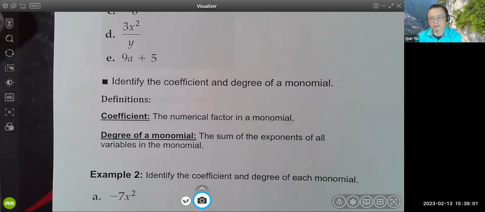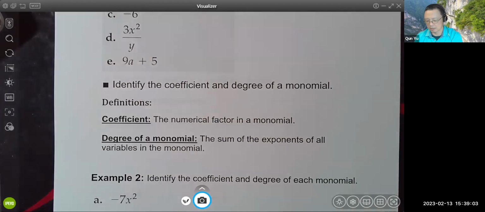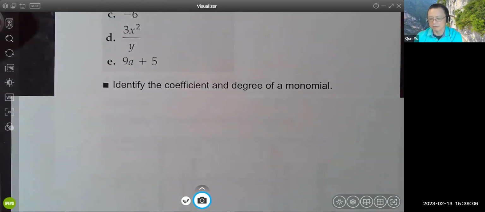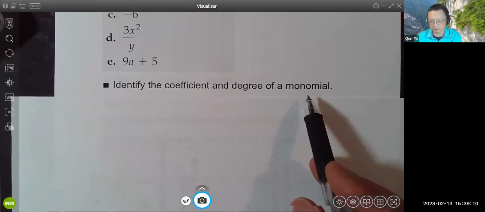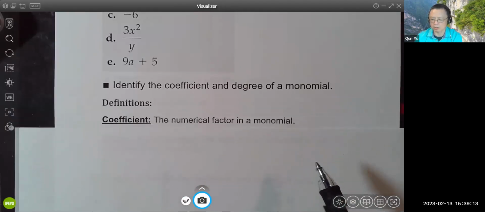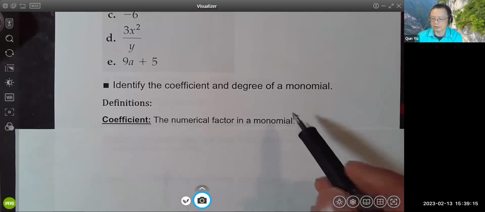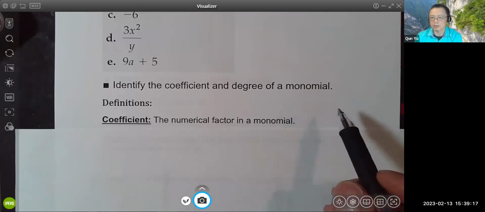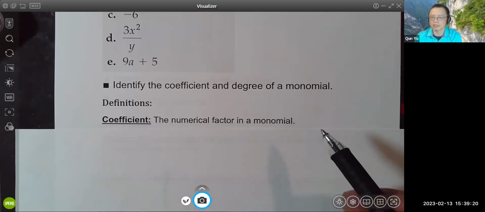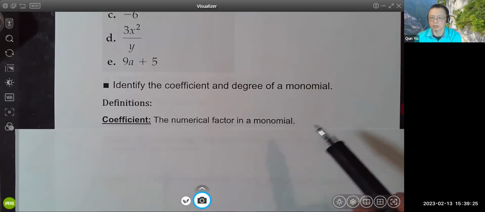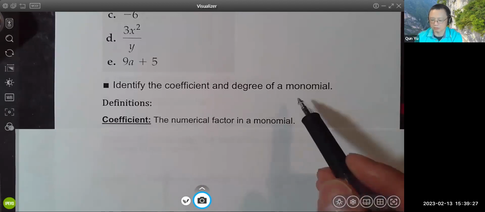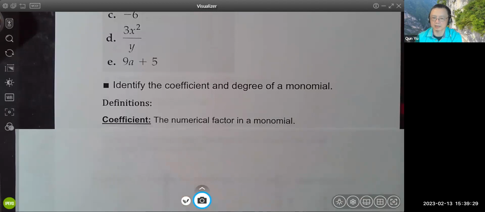Now, let's move on to the next objective. We want to identify the coefficient and the degree of a monomial. So what is a coefficient? Remember when we defined the monomial, which is the product of a constant number and the variable raised to the whole number power. So this coefficient is that constant part. It's the numerical part in that monomial.